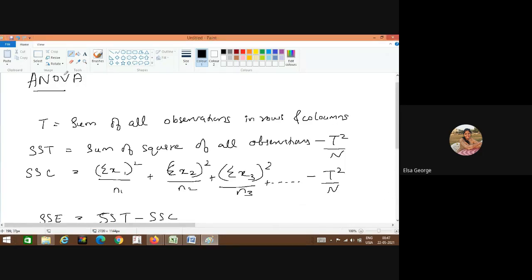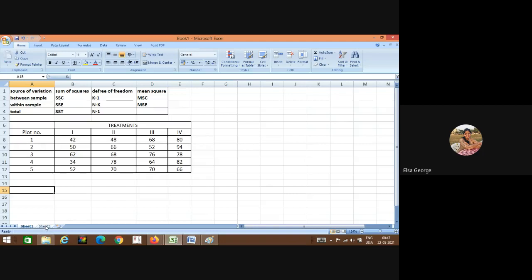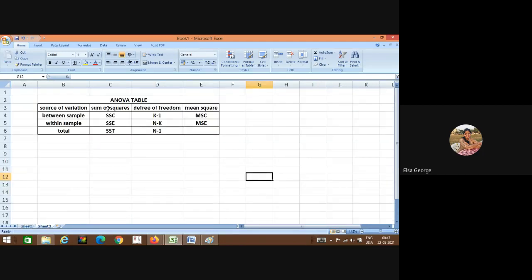Next, we are going to discuss ANOVA. For ANOVA, at first, you need to prepare an ANOVA table.